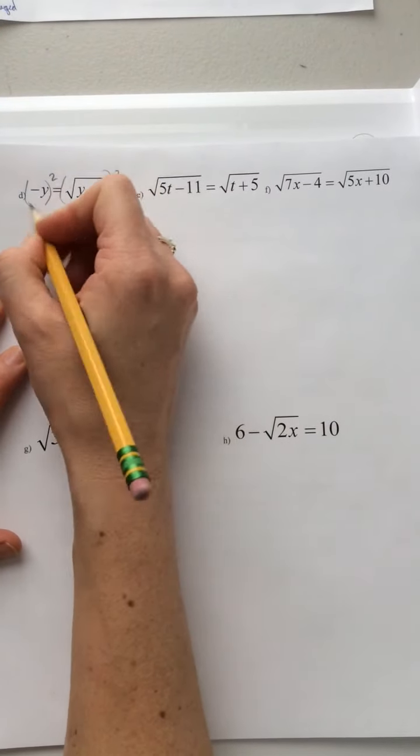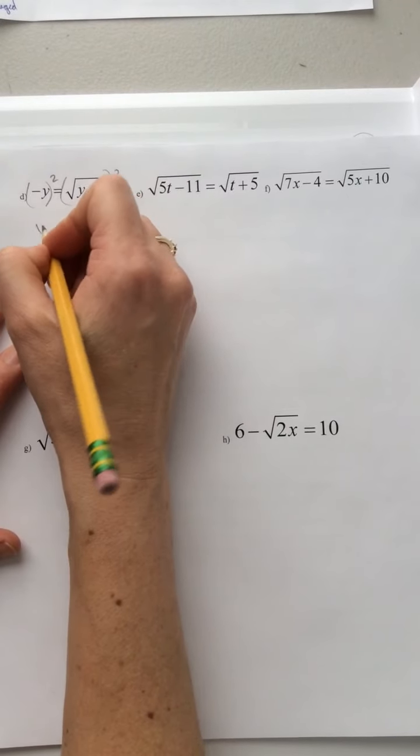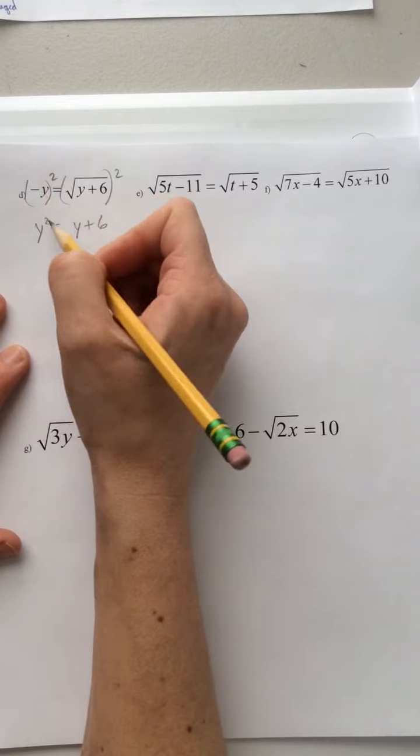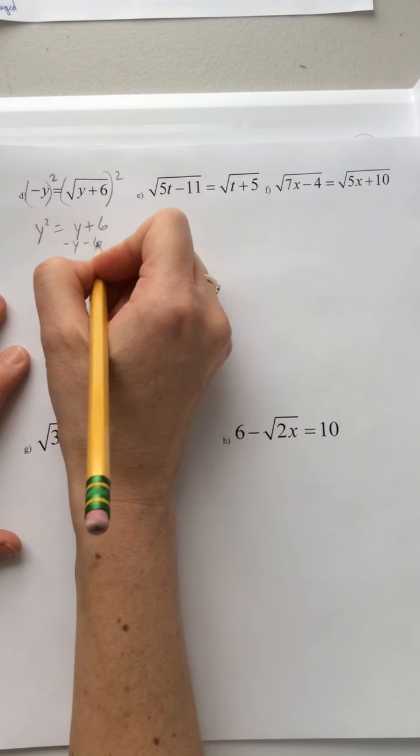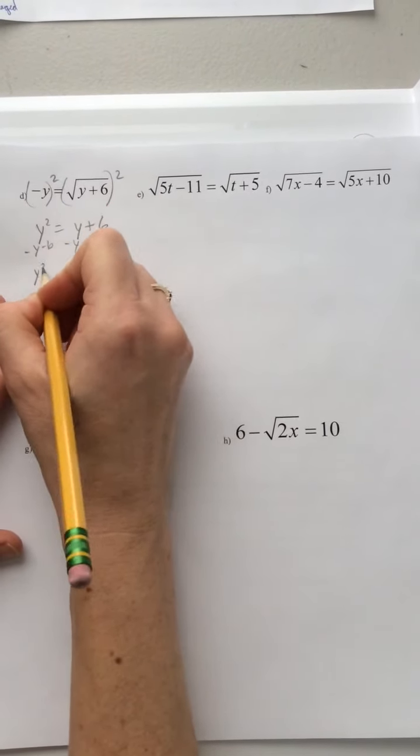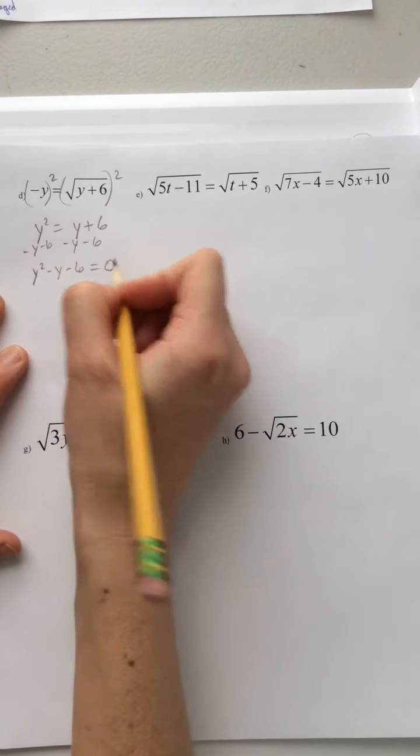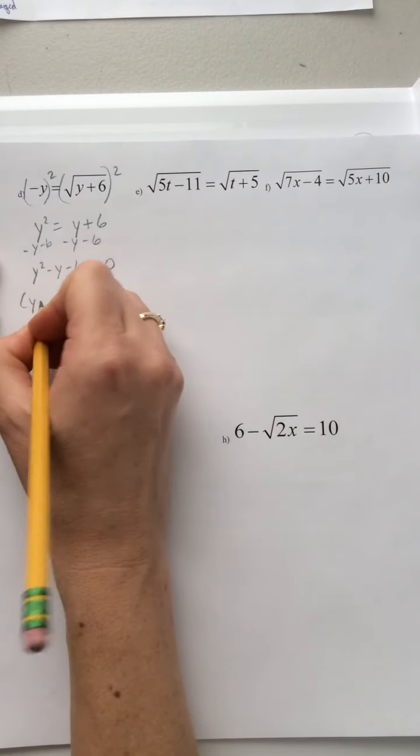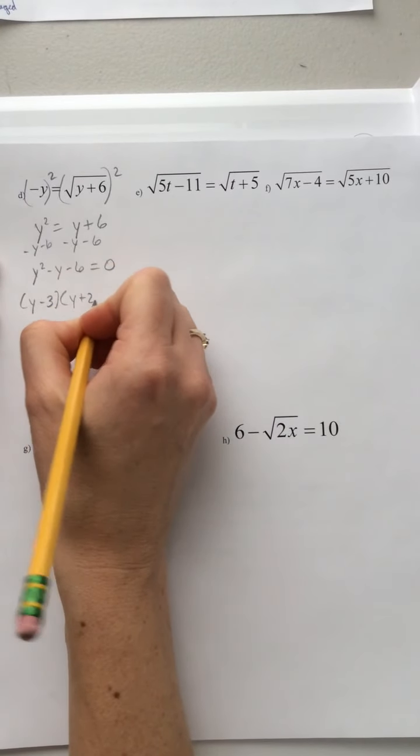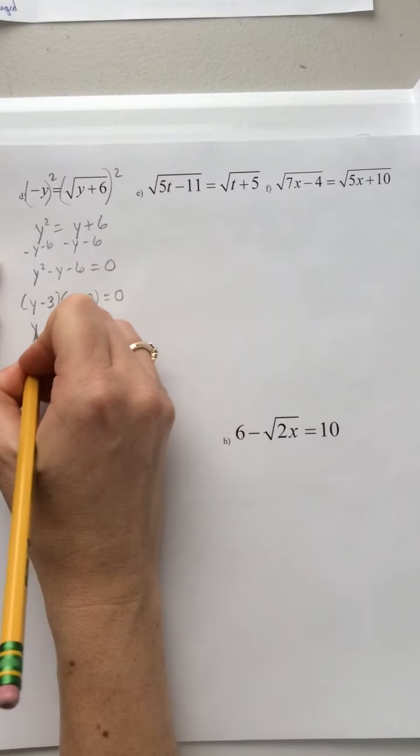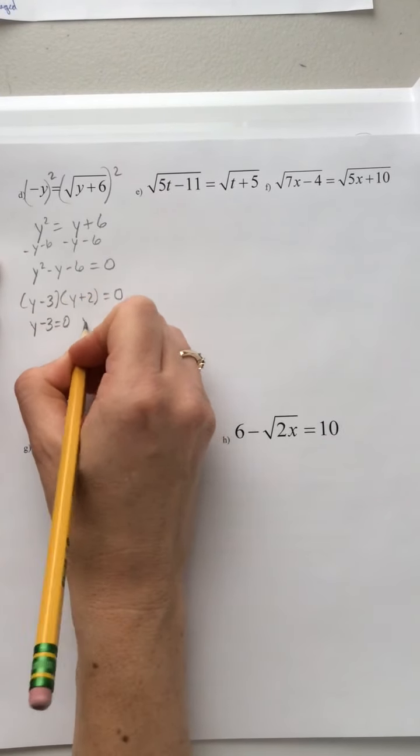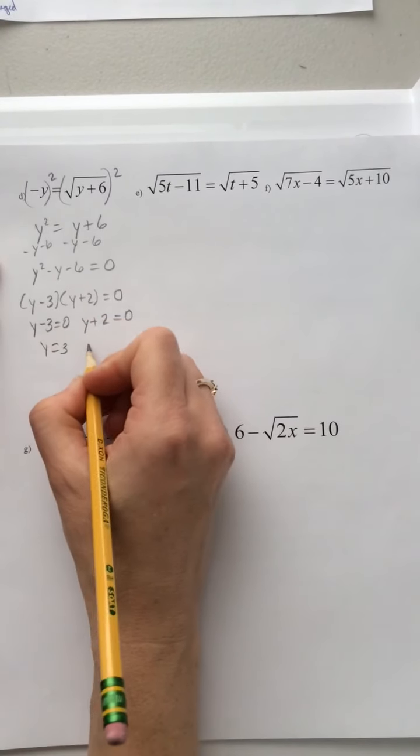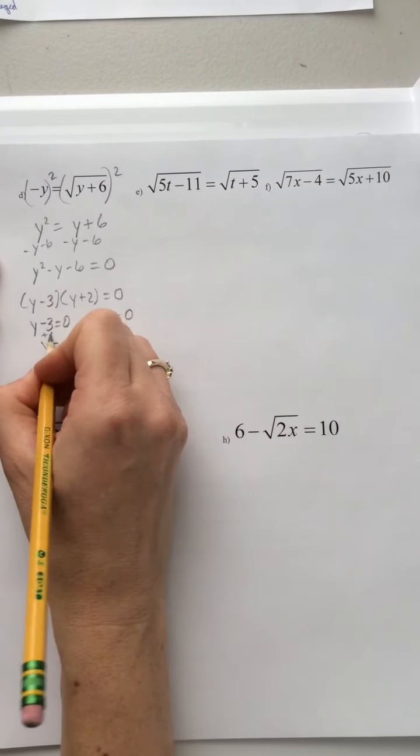Square both sides. Negative squared is positive. So we get y squared equals y plus 6. Negative y times negative y is y squared. Move it to one side. Again, factoring, completing the square, quadratic formula, any of those will work. I'm going to factor because this factors nicely. If you know how to factor, this will be not too difficult for you. Zero product property, we get y equals 3 and y equals negative 2.